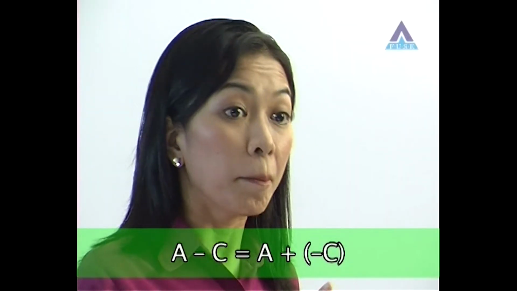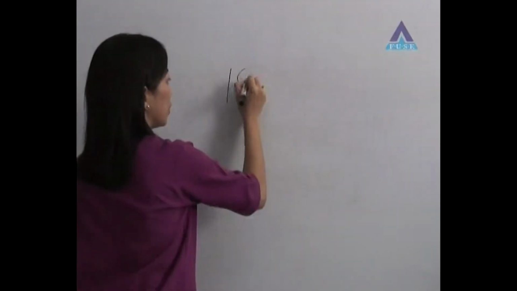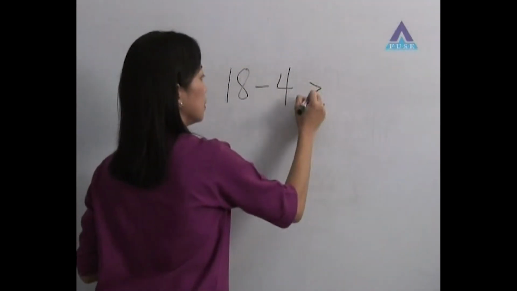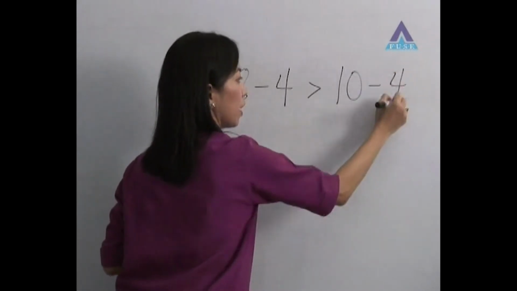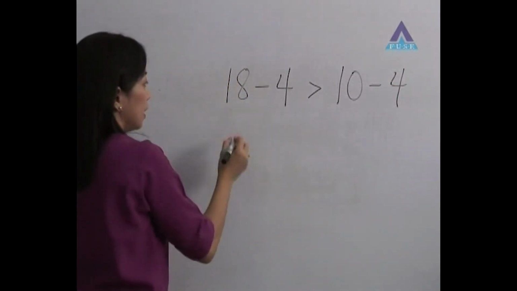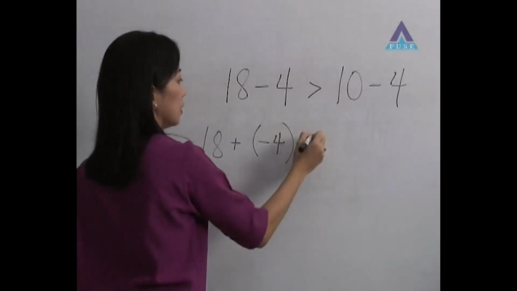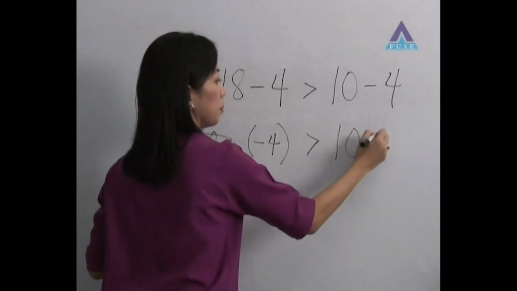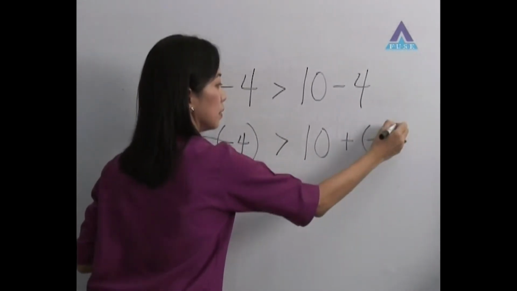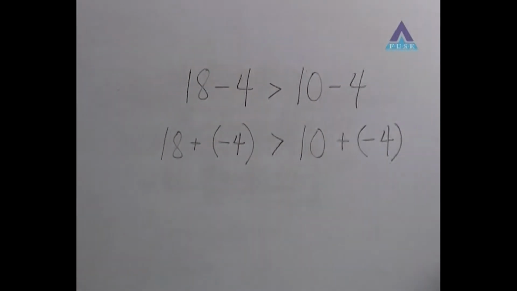Now remember, A minus C is just the same as A plus negative C. So 18 minus 4 and 10 minus 4 can be written respectively as 18 plus negative 4 and 10 plus negative 4. So we can say that if we add the same value to an inequality, whether it is negative or positive, the inequality will remain the same.